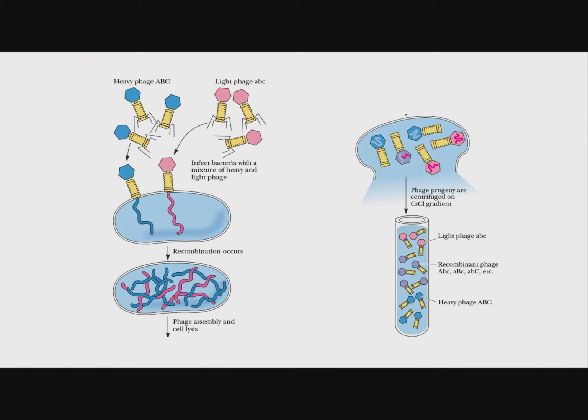First thing I wanted to show you was actually just a physical exchange of chromosome parts that happens during viral recombination. So here, two viruses infect the same cell. We've got a heavy phage and a light phage, just to kind of mark them as different.